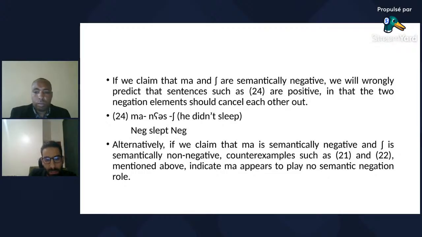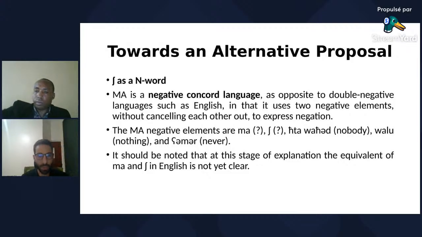Alternatively, if we claim that m is semantically negative and sh is semantically non-negative, counterexamples such as 21 and 22 mentioned above indicate m appears to play no semantic negation role. Okay, towards an alternative proposal: sh as an N word. So we are going to claim that sh is really an N word.